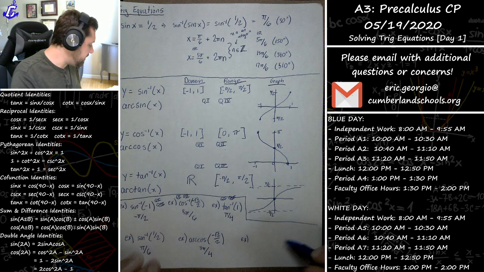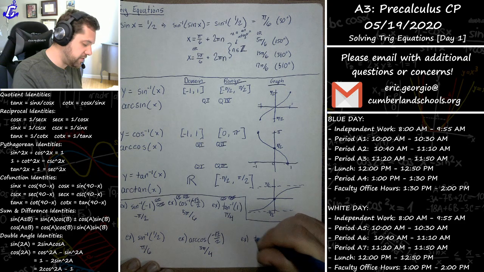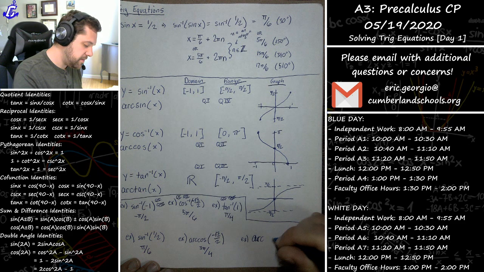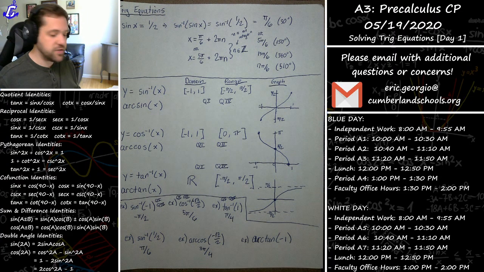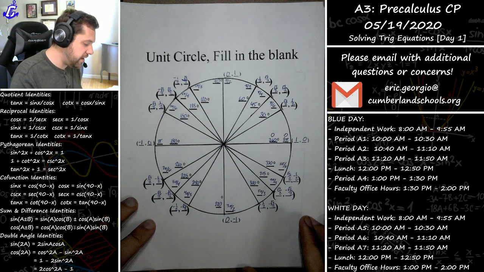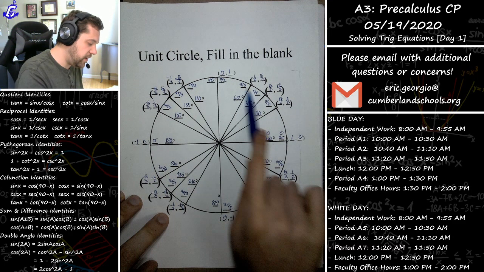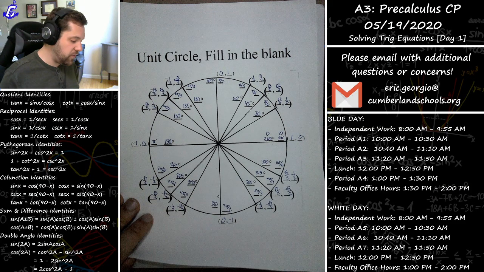Okay? And last but not least, what about if I did something like the tangent? Let's do arctan, just to use that notation, of negative 1. Tangent inverse only looks in quadrants 1 and 4. So I'd look here at quadrant 4 and quadrant 1. When do I see that the tangent value would be negative 1?